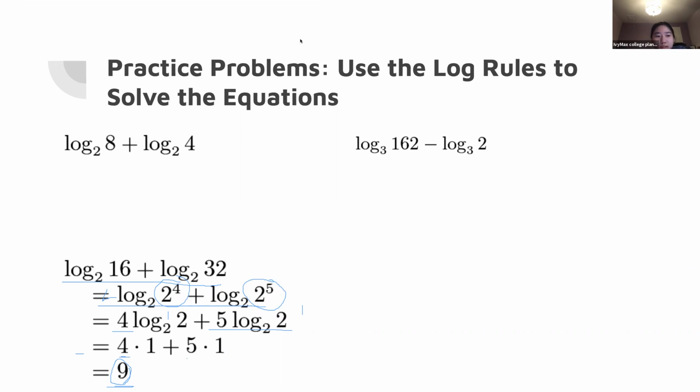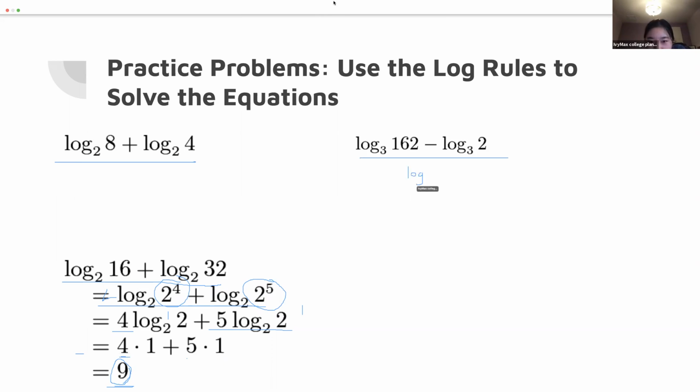So you can try number 1 by yourself. And then for number 2, since here is minus, just remember the rule: if you have minus, you can change it to divide form. So just make it easy as you guys. Yeah, it should be okay right now. So go ahead and try those.